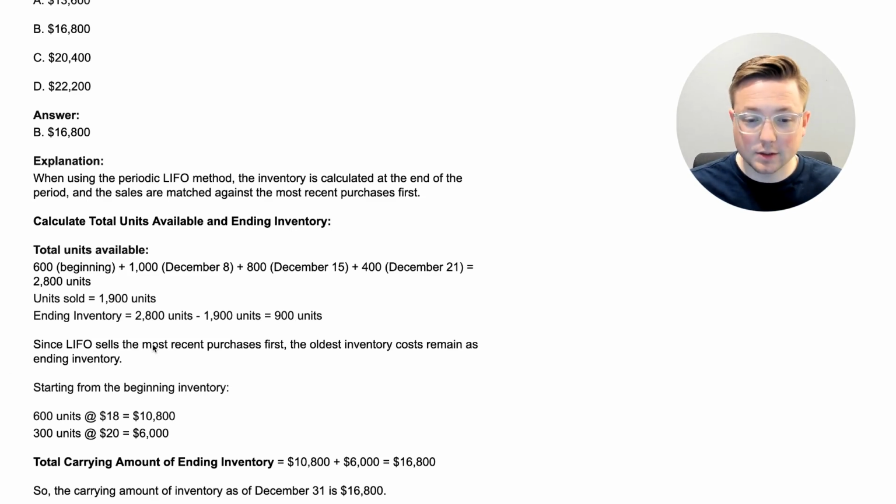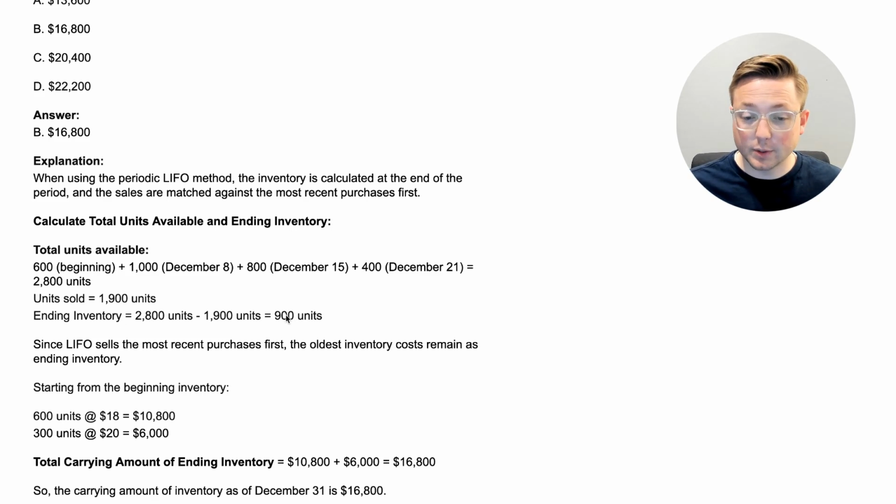Since LIFO sells the most recent purchases first, the oldest inventory costs remain as ending inventory. So this is the part that was confusing to me until I saw it kind of similar to this. You're taking these 900 units, and remember, these 900 units are what is left after things are sold. So this is what is going to be there at the end of the month. So with LIFO, you are assuming that these 900 units are the oldest units because, remember, with LIFO, last in, first out, you're selling the newest stuff first.